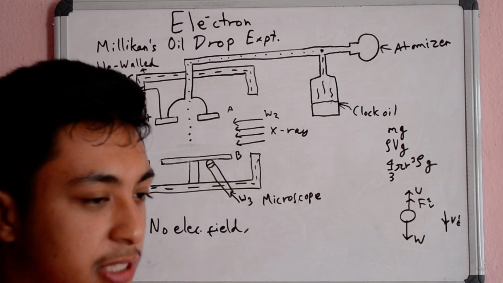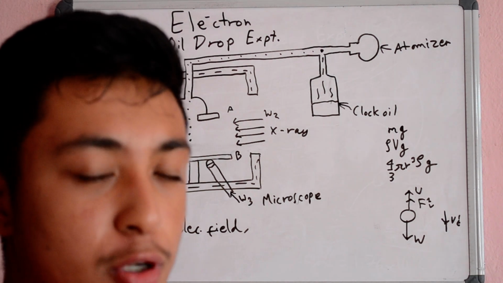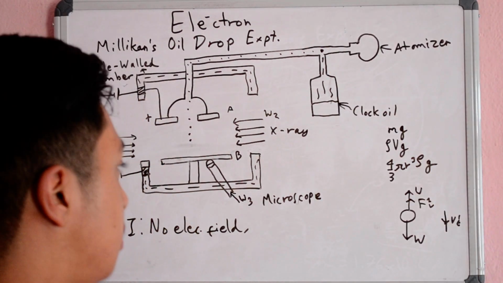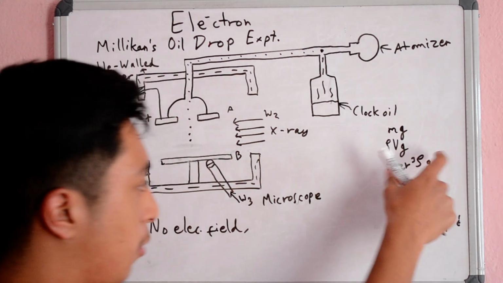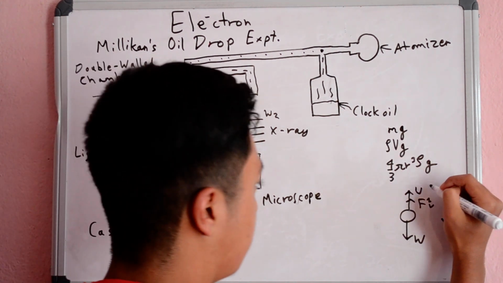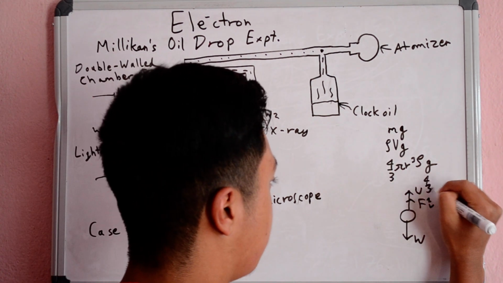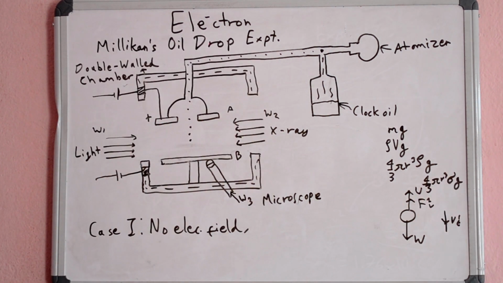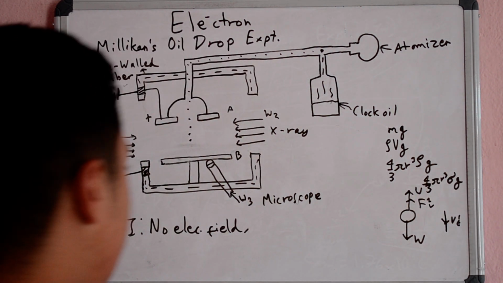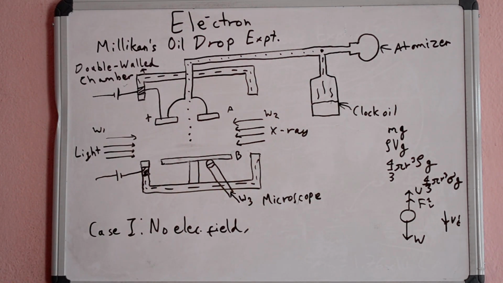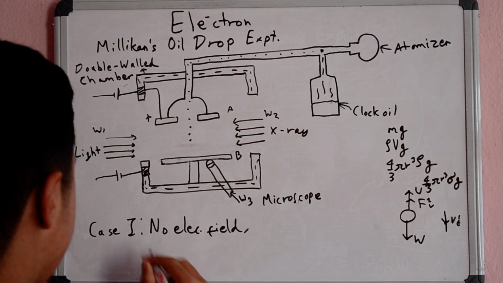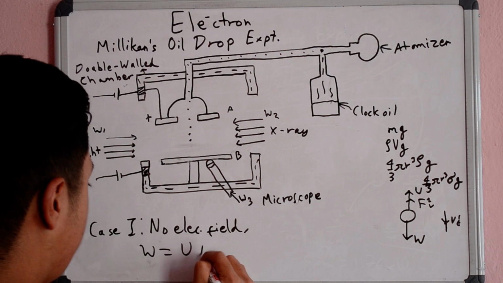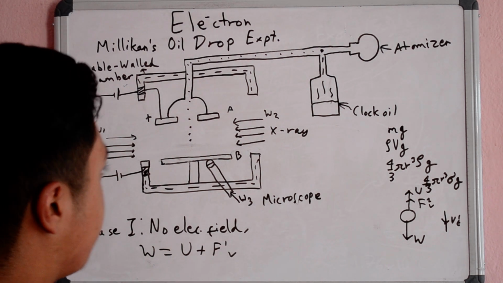And here the upthrust is the upthrust of the air molecules, going upwards. The weight of the air displaced, the upthrust, is 4 by 3 pi r cube sigma g, where sigma is the density of air, which is very small with respect to oil. So that means weight is equal to u plus f1v.